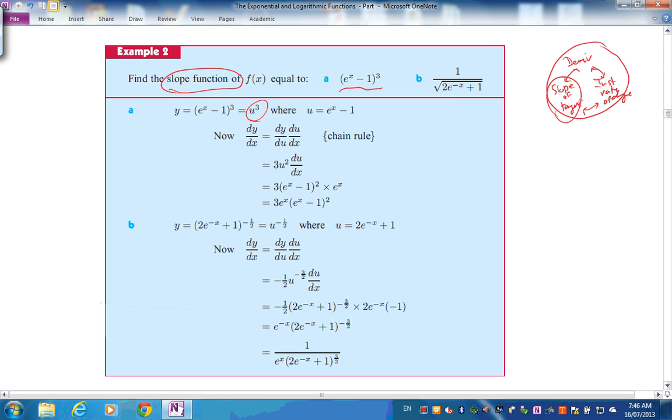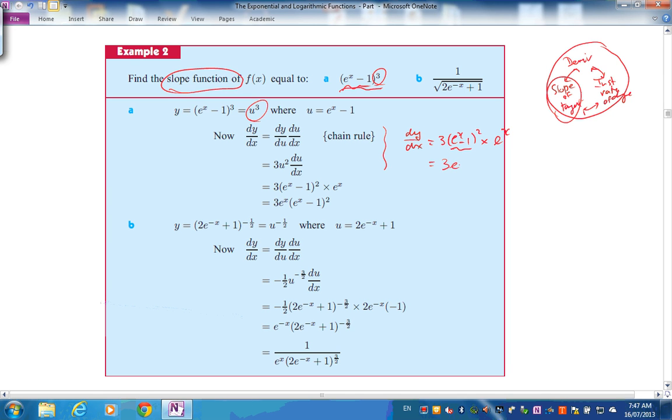You could call it u cubed. This makes a very long journey of it. I think you can go more like this. dy by dx equals, let's do the power part first, 3 times e to the x take 1 squared, then multiply by the derivative of this thing inside. Derivative of e to the x take 1 is just e to the x. Derivative of neg 1 is 0. So therefore we've got our answer there.